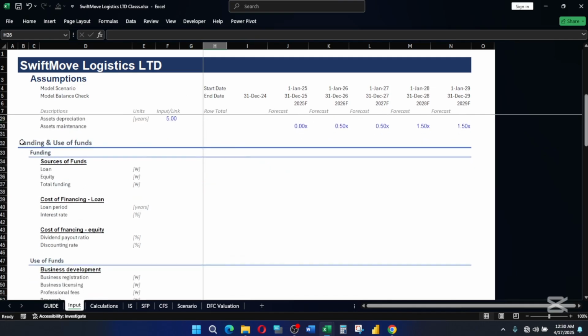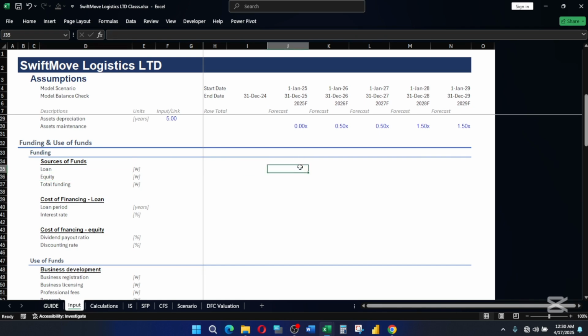Now we have the funding side. Now, how do we intend to get money for this business? Right? We can say either from equity financiers or from obtaining a loan, right? So let's say we are obtaining a loan. So how much money do we need?